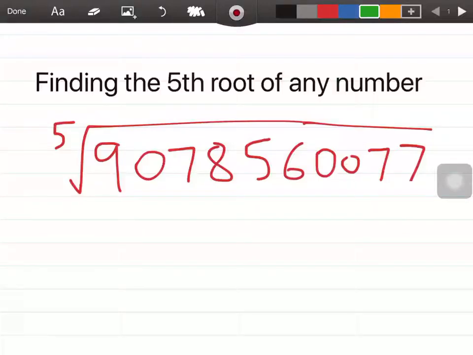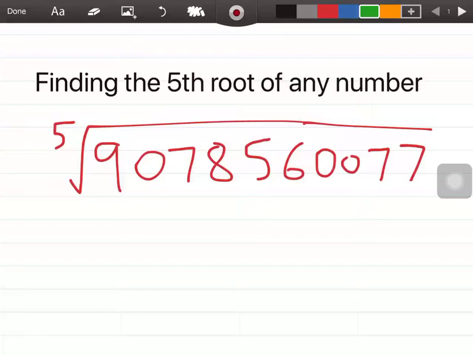So in this video, we'll be looking at finding the fifth root of any number. Just to point out before we start, I don't recommend using this method as your final solution in a test. I would use it as a guide, because it will help you if you're in a trial and error situation. It will help you to find your answer quicker.